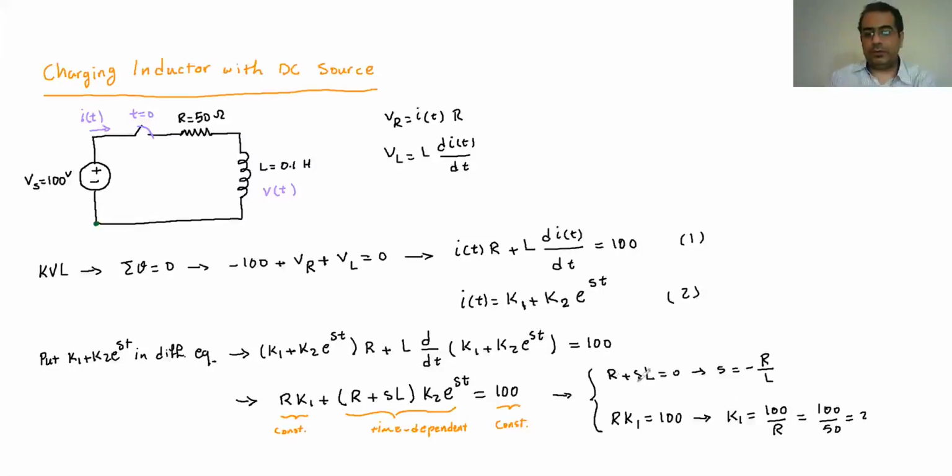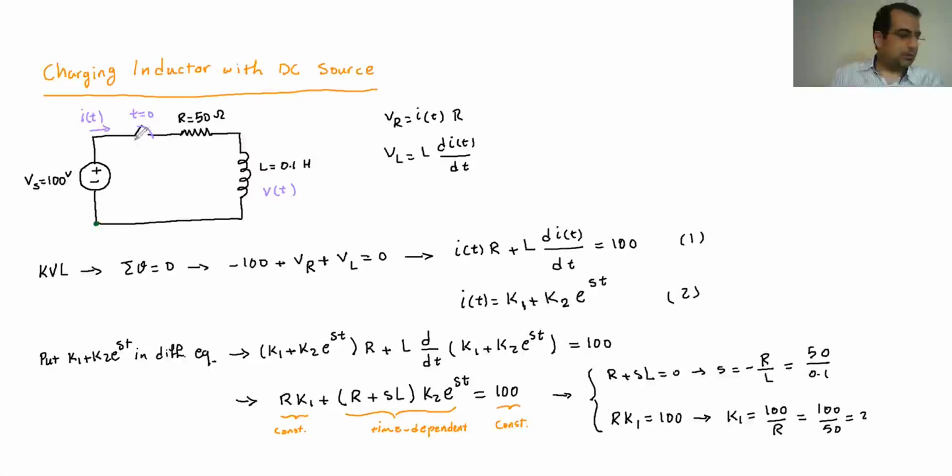So this is how we find S, and as I said, we can also replace R with 50 and L with 0.1. So we have S and we have K1, so we want to find K2. When we want to find K2, the next step is to go to the initial condition and put the initial condition in the solution.